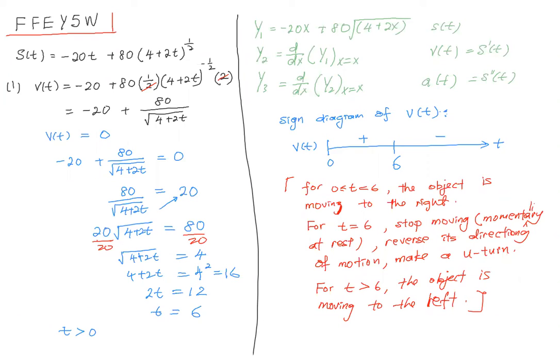Okay, let's go to acceleration. My v(t) is equal to -20 plus 80 times (4 plus 2t) to the power of -1/2. So a(t). How to find a(t)? Okay, can I have Hao Xuan? I have to differentiate again, correct? You are right.